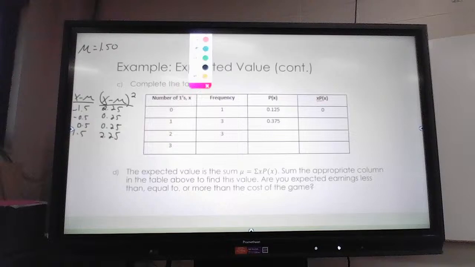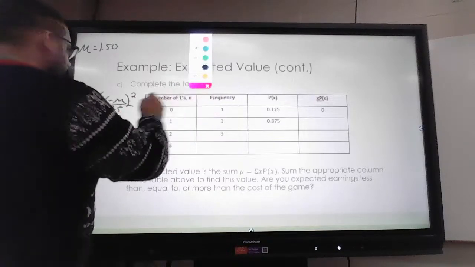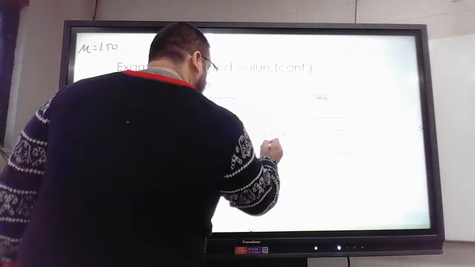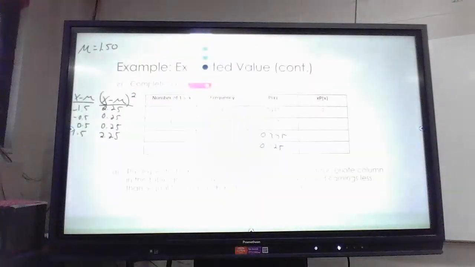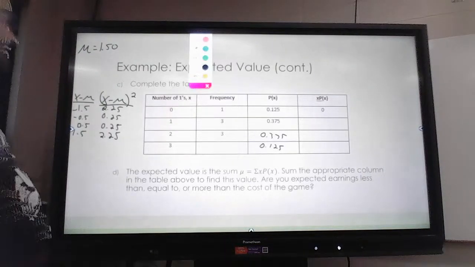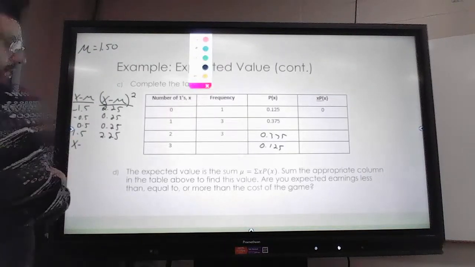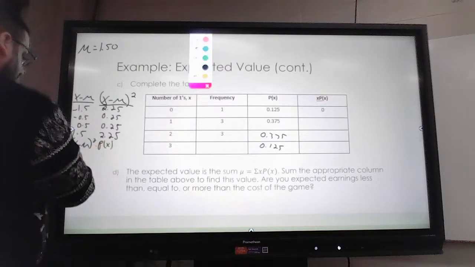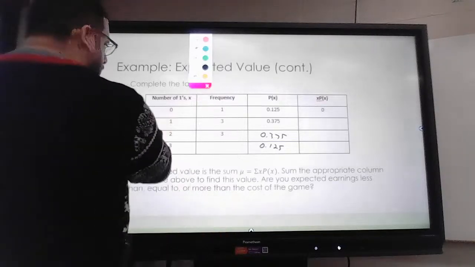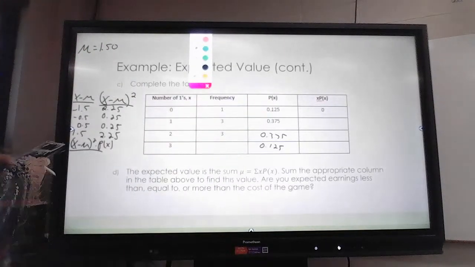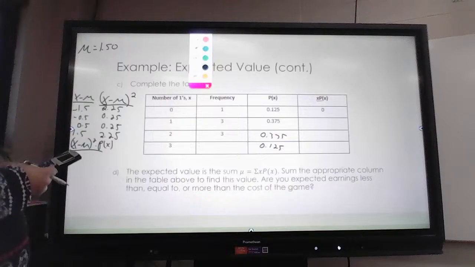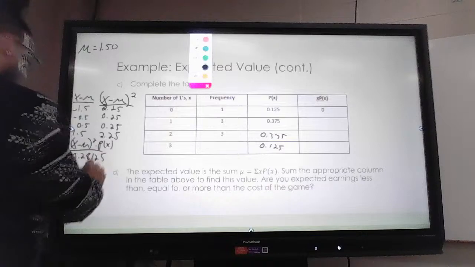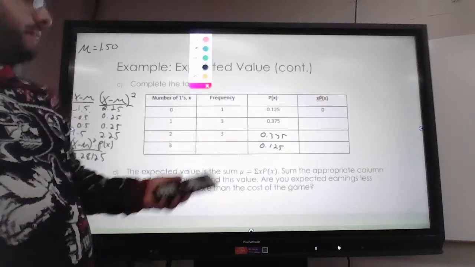So now I'm going to take all of those values and multiply each of them by the respective probability. Remember, this was 0.375. This was 0.125. So I'm going to keep the decimal places as is because I want to make sure I'm as accurate as possible. So I'm going to take x minus the mean squared times the probability. So our first one, 225 times 0.125. That's 0.28125.